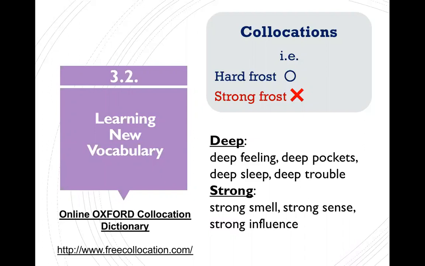Here are a few examples of how you can make collocations using a single adjective. For example, let's take a look at deep as an adjective. For example, deep feeding, deep pockets, deep sleep, deep travel. They are proper collocations. Also, strong smell, strong sense, and strong influence.